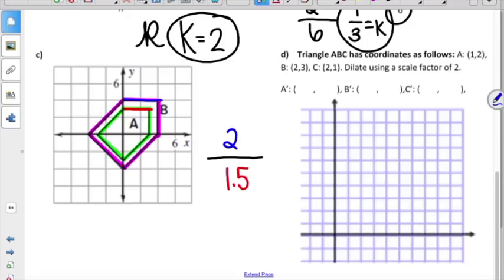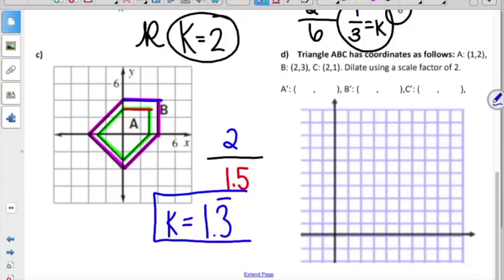Okay, I want you to go ahead and draw this figure with me. Triangle ABC has coordinates as follows. A, 1, 2. B, 2, 3. And C, 2, 1. That's our pre-image. That's what we're going to start with. Let's create our triangle. And now we're going to dilate it using a scale factor of 2.